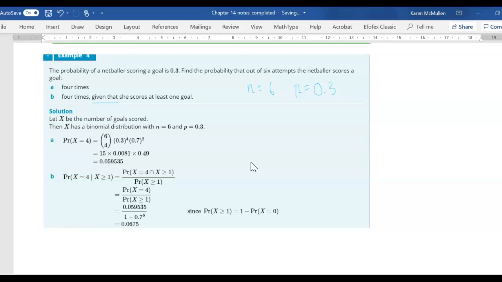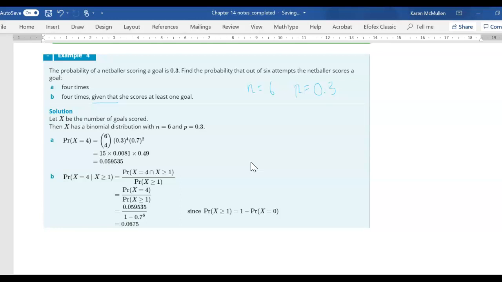Okay, so question A, we want exactly 4 goals. So you can see the placement of the numbers: N, X, P is 0.3, making Q 0.7, and their powers. All right, so you would just do that on your calculator.